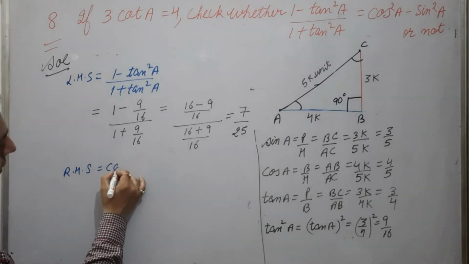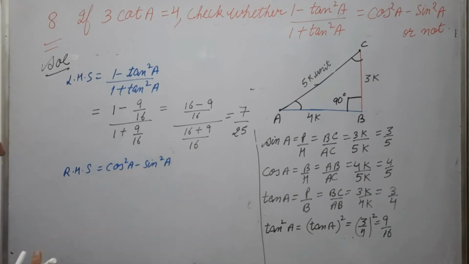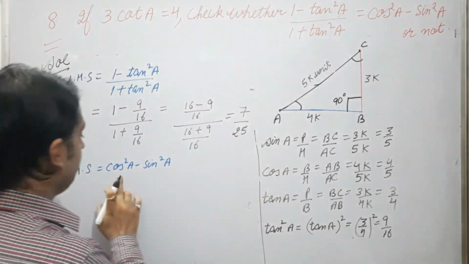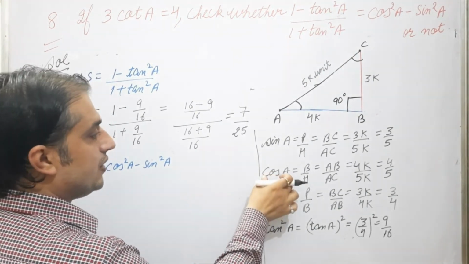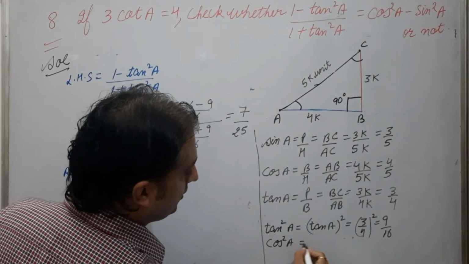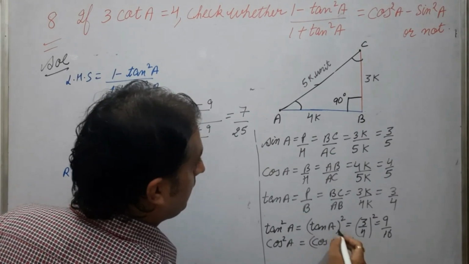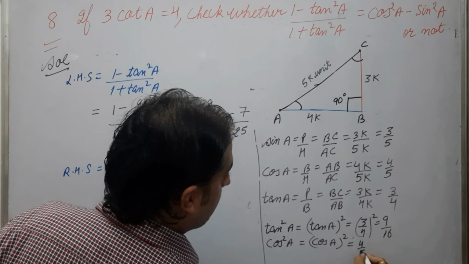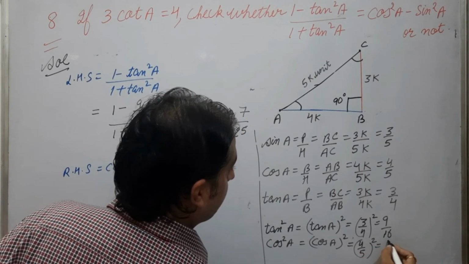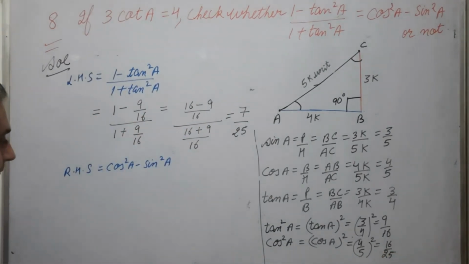Right. So now take the right hand side, that is cos square A minus sin square A. Right. So cos square A, again the value of cos A is given. You have to find the value of its square. So cos square is cos A whole square. That will become 4 by 5 whole square. So the value is 16 upon 25. This is the value of cos square.